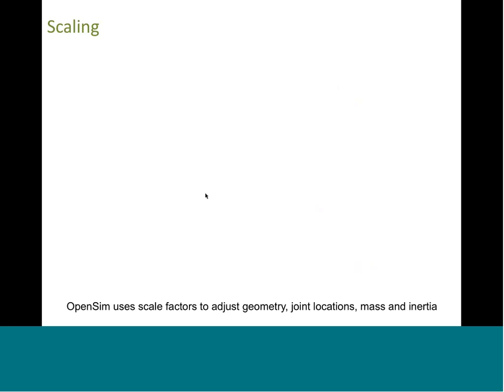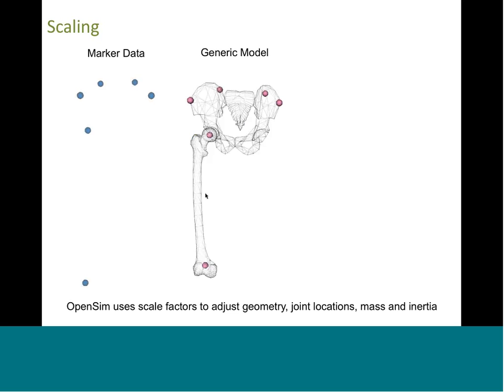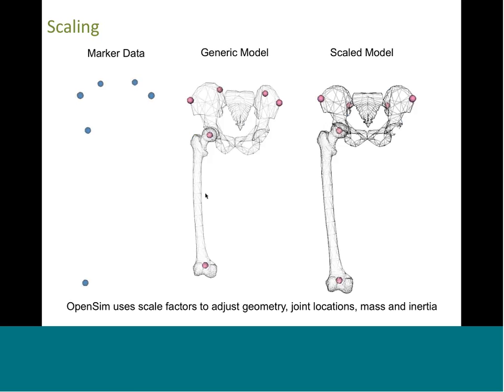Okay, so back to model scaling. Scaling is performed by using marker pairs or sets of marker pairs to compute a scale factor for each body of interest, then applying that factor to the geometry, joint locations, mass, and inertia. In order to scale, we start with experimental markers placed on the subject and calculated virtual markers. We compare the distances between marker pairs from the experimental data with marker pairs taken from our generic model. We can identify our scale factors and scale our model by computing a ratio between experimental marker distances and marker distances on the model in order to get this scaled model, which is shown on the right.